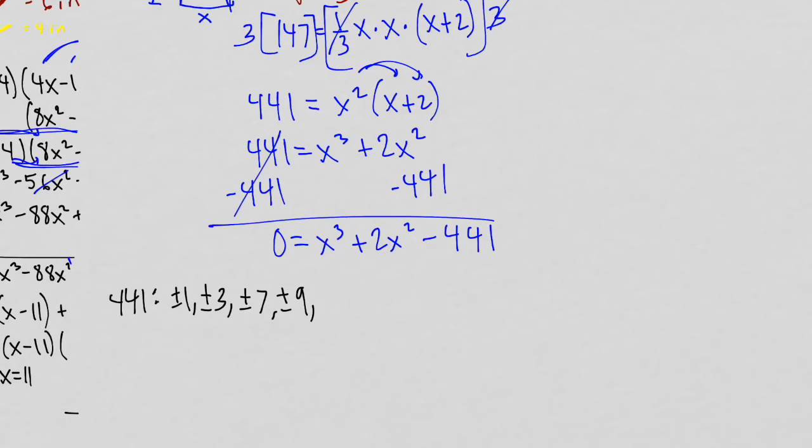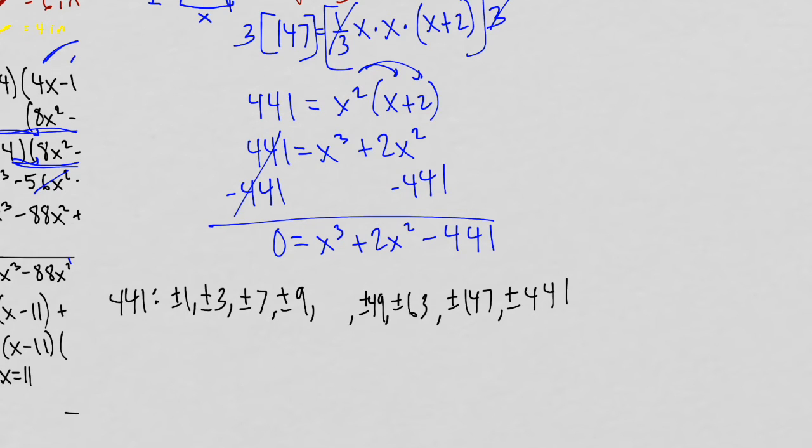I'm going to start writing on this side. Plus or minus 441, of course. 3 goes into it 147 times. 7 goes into it 63 times. So plus or minus 63. 9 goes into it, how many times? 49 times, plus or minus 49.